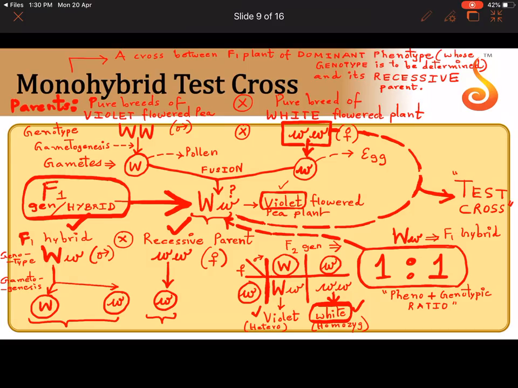And if the F1 hybrid is heterozygous, what will the ratio be? 1:1. Don't forget. If it is homozygous, you will not get such a ratio at all. All of them will be violet. But in the F2 generation, 50% are violet, 50% are white. That is because the F1 hybrid is capital W, small w. So if you get a ratio of 1:1, that means the F1 hybrid is heterozygous. That's why it is called test cross. What are you testing? You are testing the genotype of the F1 hybrid. You don't know whether it is homozygous or heterozygous.